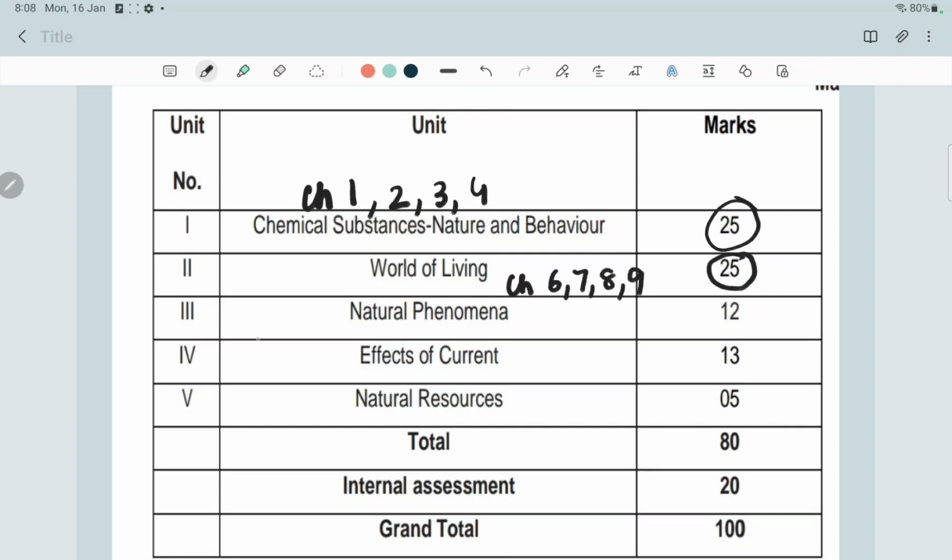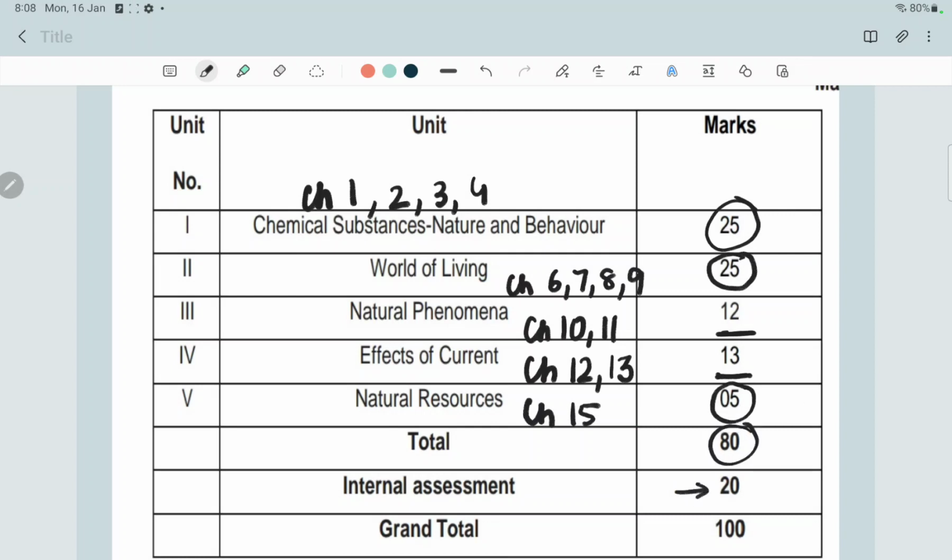The third unit comprises of chapter 10 and 11, so light and human eye, and these 2 chapters will account to 12 marks. Unit 4 comprises of chapter 12 and 13, a total of 13 marks, and chapter 15 will be a part of unit 5, which is for 5 marks. The name of this chapter is Our Environment. The total comes out to be 80.